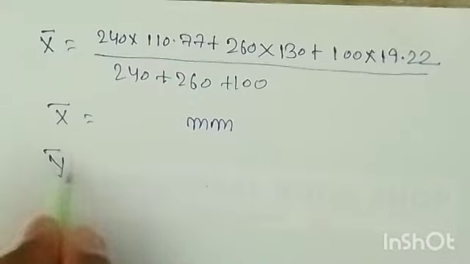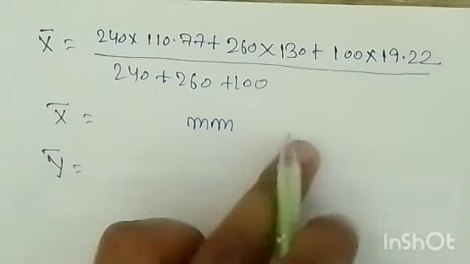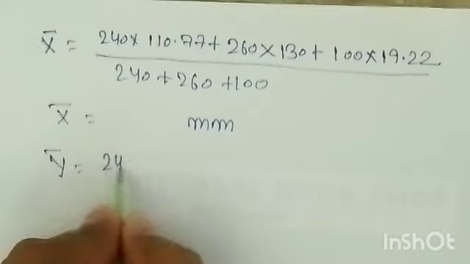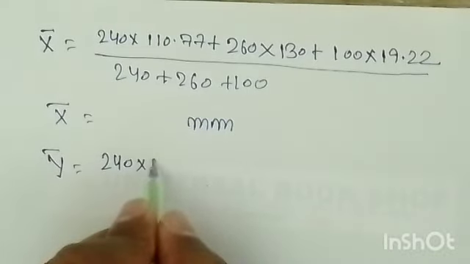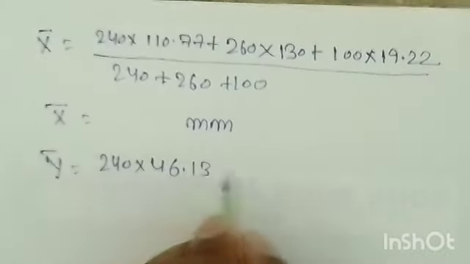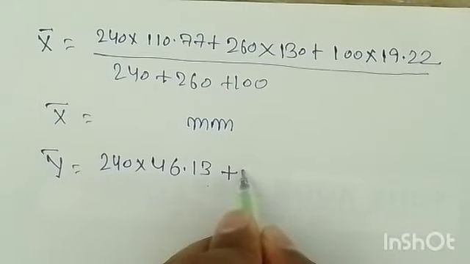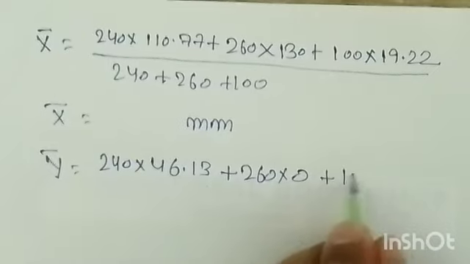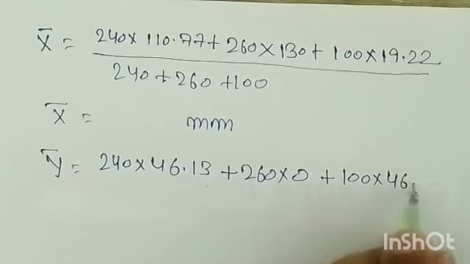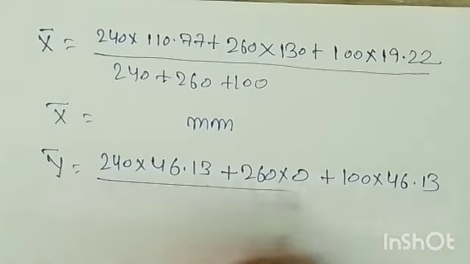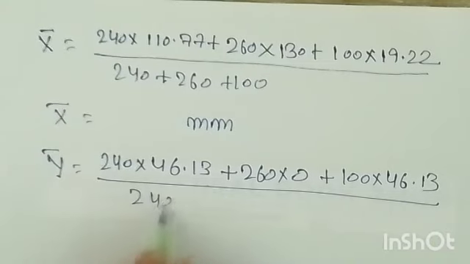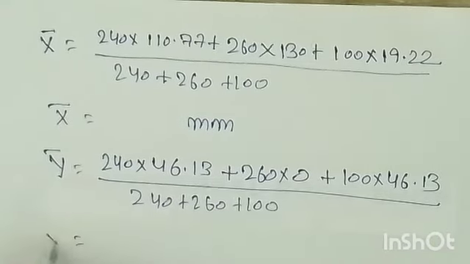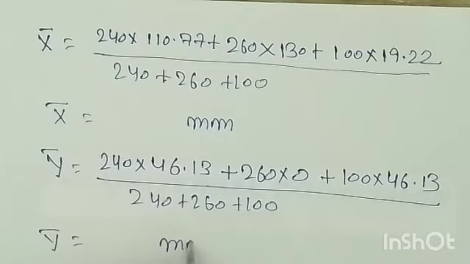Then y bar is L1 y1 plus L2 y2 plus L3 y3 by L1 plus L2 plus L3. So L1 is 240, y1 is 46.13, plus L2 is 260 but y2 is 0, plus L3 is 100 into the same 46.13, divided by 240 plus 260 plus 100. We'll get the y bar, also in mm.